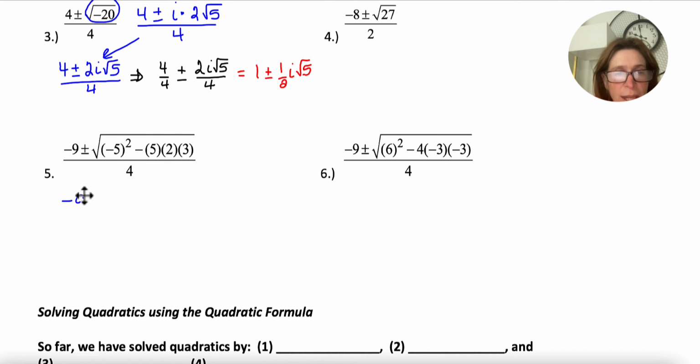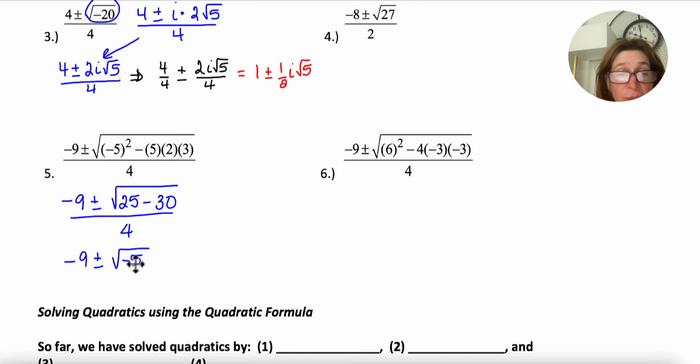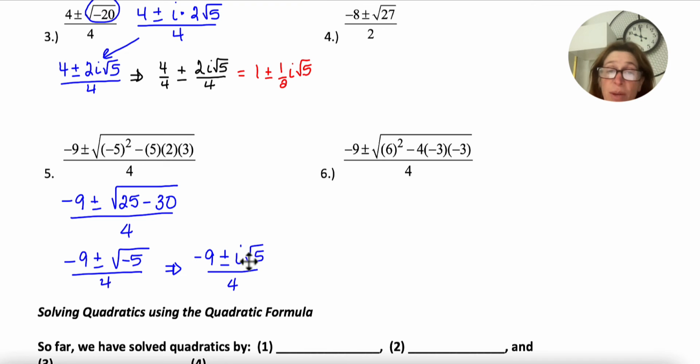All right, so we would do -9 plus or minus the square root of 25 minus 5 times 2 is 10 times 3 is 30 all over 4. And so we get -9 plus or minus the square root of -5 all over 4. If we simplify that some more, we're going to get -9 plus or minus I root 5 over 4. 4 does not go into 9, and there's nothing with I that I can simplify it to, so we could leave our answer in simplified form like that.